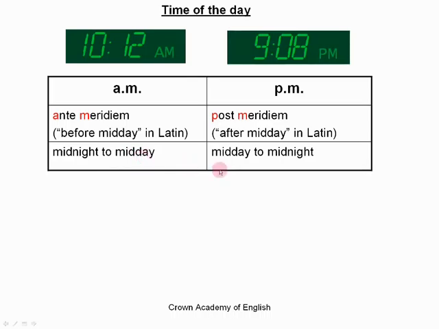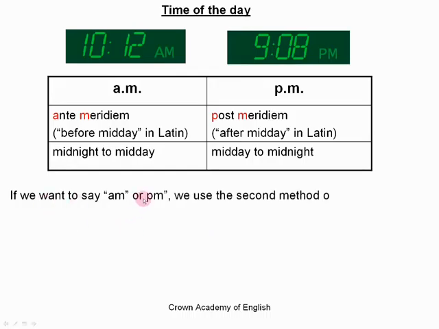It is the morning. And PM, this is post meridiem in Latin, and it means after midday. And PM means after midday, but before midnight. So it's the afternoon, evening, and the night until midnight. Okay? And if we want to say AM or PM, then we must use the second method of telling the time. We must not use the first method.